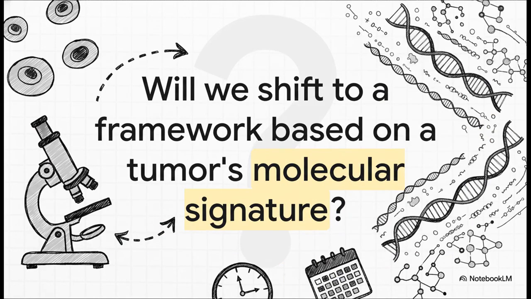And this really leaves us with a fascinating question for the future. For more than 100 years, we've classified lymphomas based on what the cells look like under a microscope. But now, with genetic sequencing becoming routine, we're seeing the complete molecular landscape of these tumors. So the question is, are we on the brink of a massive shift? Are we going to move away from classifying cancers by how they look and towards a new system based purely on a tumor's fundamental genetic signature? It's an exciting time, and honestly, only time will tell.